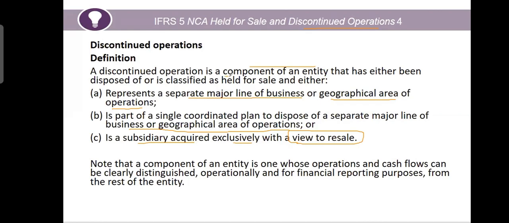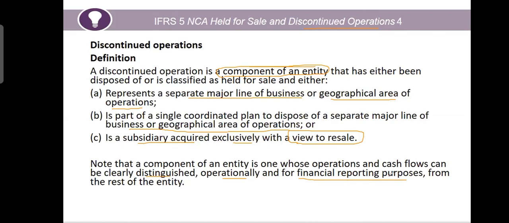And here you use the word component of an entity. So what is a component of an entity? Note that a component of an entity is one whose operations and cash flows can be clearly distinguished operationally and for financial reporting purposes. If you can find out, we call it segment reporting also. We call it business segments. We will do that standard also.